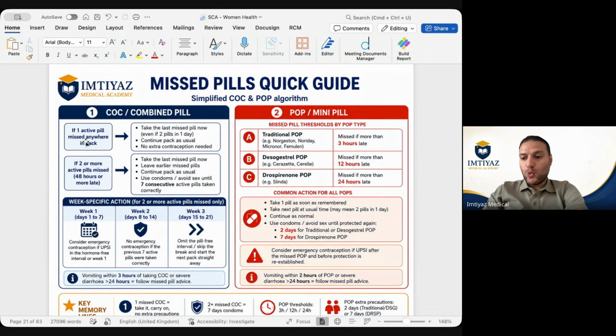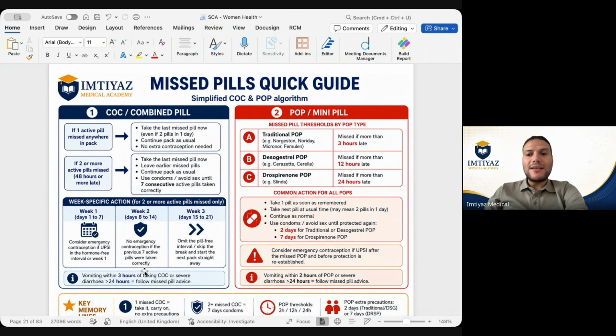Then, depending on when in her cycle she forgot those 2 or more tablets. If it is in week 1, she should consider, and we need to give emergency contraception if she had unprotected sex in that tablet-free week or pill-free interval or pill-free week. If she missed it in week 2, no emergency contraception.